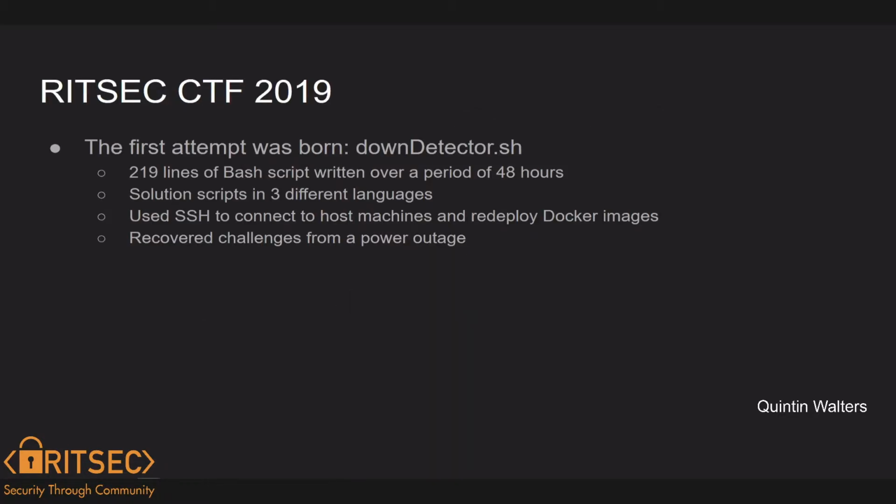So during the RITSEC CTF of 2019, the first attempt at solving this problem was born, downdetector.sh. It was 219 lines of bash script that was written in the 48-hour period starting 2 hours before the competition. It started only 2 hours before the competition due to delays from challenge authors turning in challenges. The script called 2 JavaScript exploits, 2 Python exploits, and 1 exploit written in C on top of many written in bash itself. For redeployment, it would SSH into the machines hosting the down challenge and restart the Docker containers.